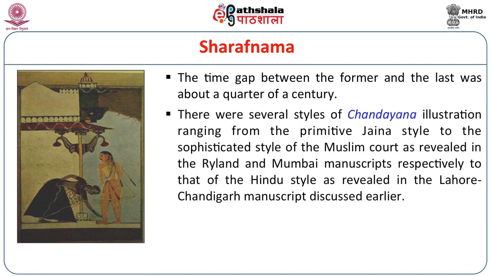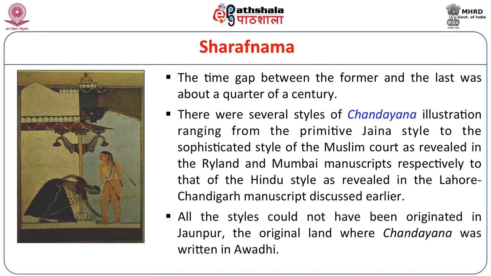There were several styles of Chandayana illustrations, ranging from the primitive Chandayana Jain style, to the sophisticated style of the Muslim court as revealed in the Rylands and Mumbai manuscripts respectively, to that of the Hindu style as revealed in the Lahore Chandigarh manuscript discussed earlier. All the styles could not have originated in Jaunpur, the original land where Chandayan was written in Awadhi. So therefore, Chandayan had a North Indian importance and the illustrations were done in different parts of North India.